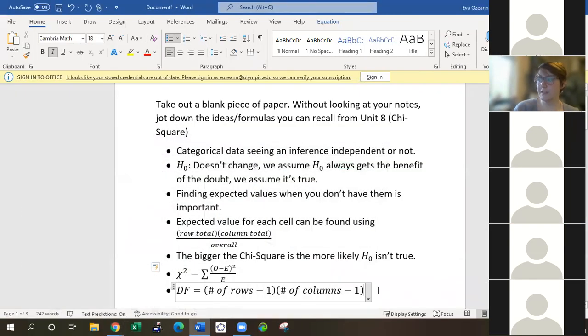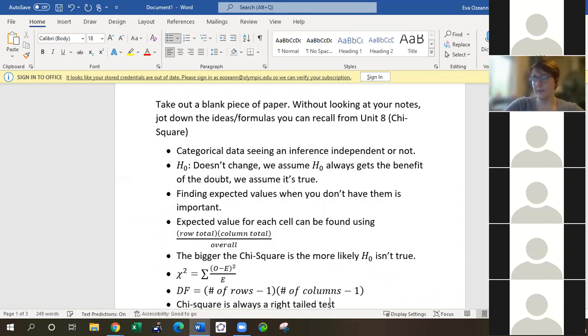So one more thing I'm going to add to this, not that you should have known before because I never showed you, is that chi-square is always a right-tailed test. In previous units, like unit 6 and unit 7, we could have a right-tailed, a left-tailed, or a two-tailed test. Those related to whether we thought the population was greater than, less than, or just different. In this one, because the null and the alternative hypothesis never change, and we're only looking at a positive absolute difference between our observed and expected, it's always going to be a right-tailed test.